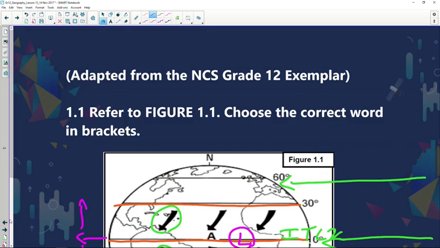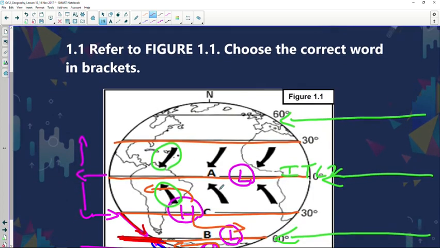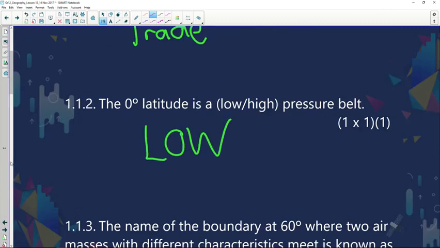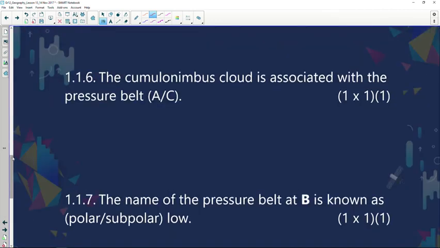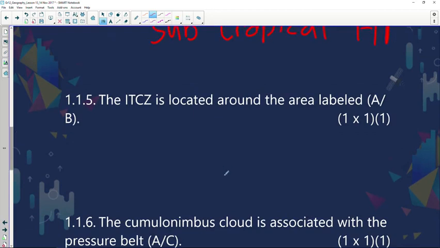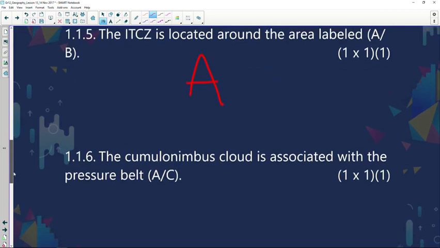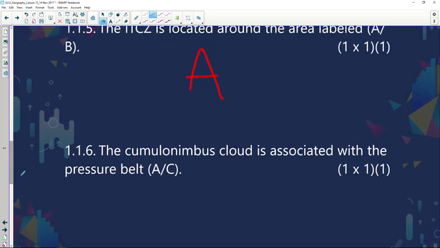Now we just discussed it, the ITCZ, Intertropical Convergence Zone. Let's quickly have a look at A and B. Where's A? This area over there. And I've written just a couple of seconds ago the ITCZ. So where convergence takes place from the subtropical high pressure belt. So the correct answer over there, the ITCZ is located at A. The cumulonimbus clouds associated with pressure belt, definitely A.